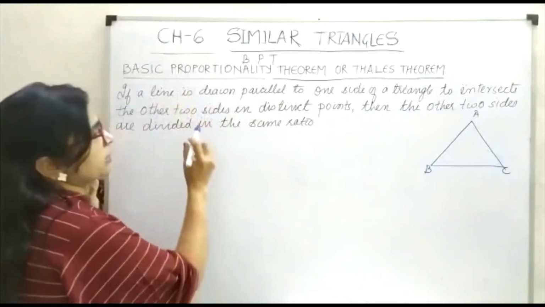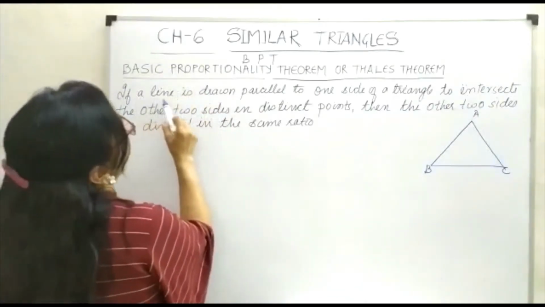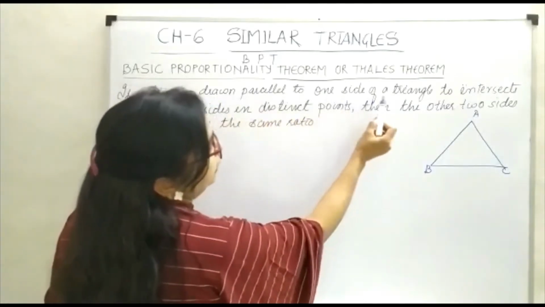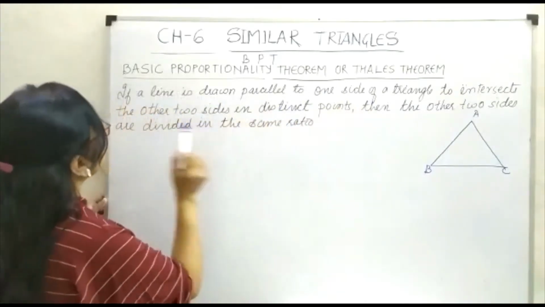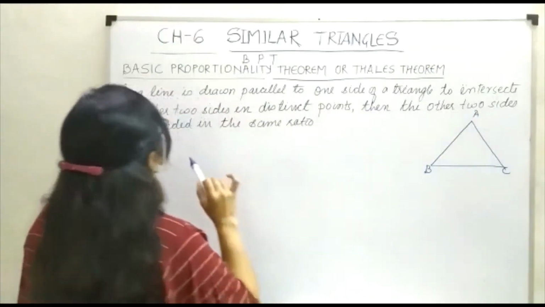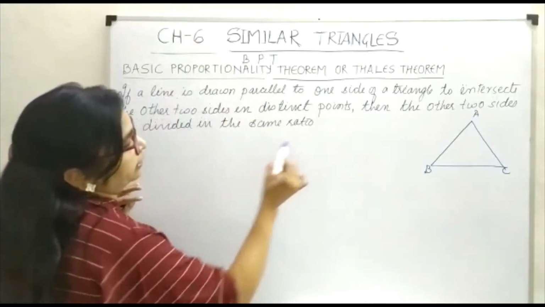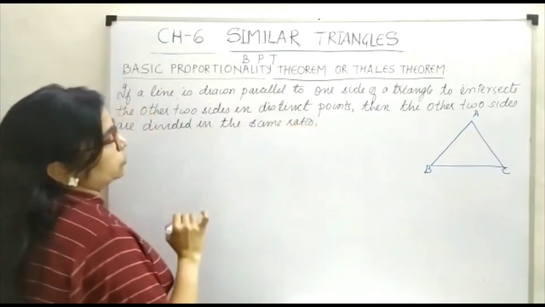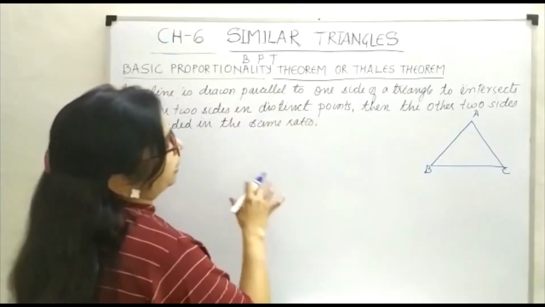Let us see what the statement of the theorem is. If a line is drawn parallel to one side of a triangle to intersect the other two sides in distinct points, then the other two sides are divided in the same ratio. This is to be proved. The second part is to be proved.